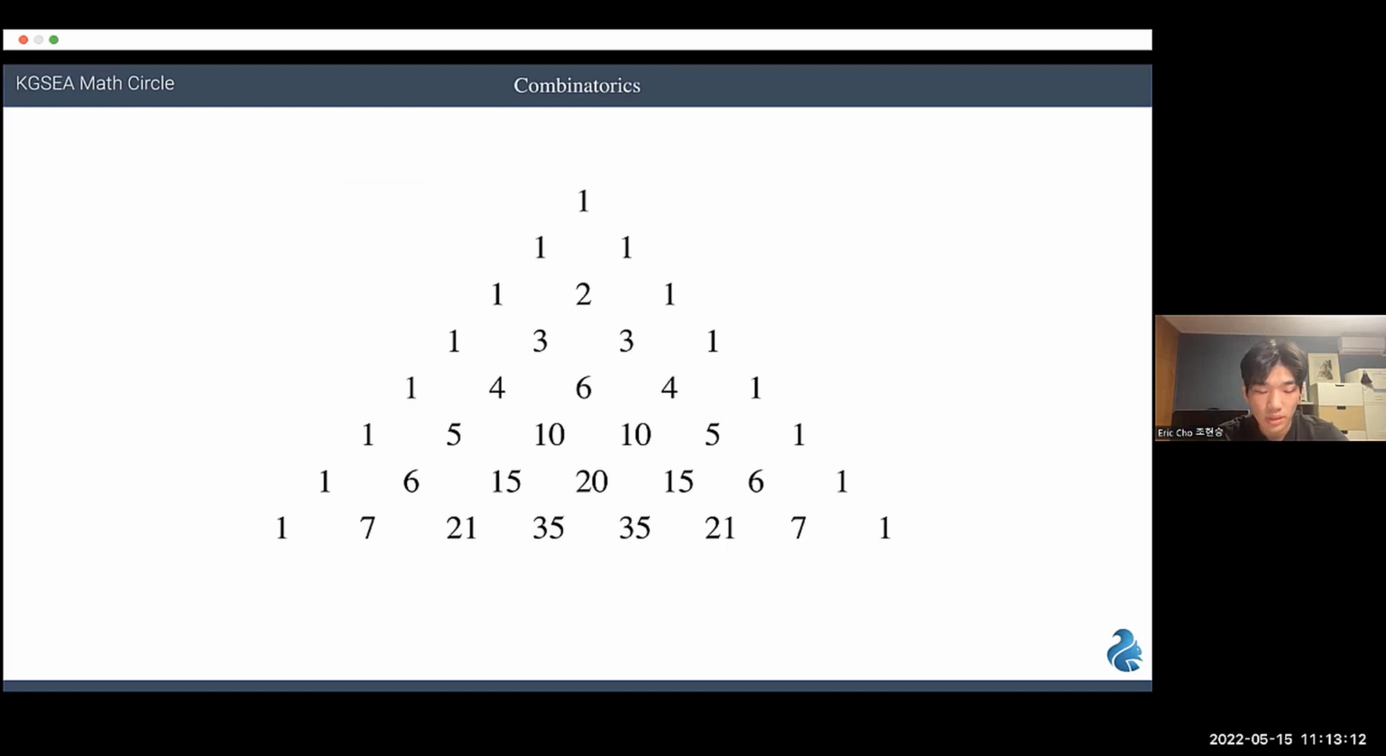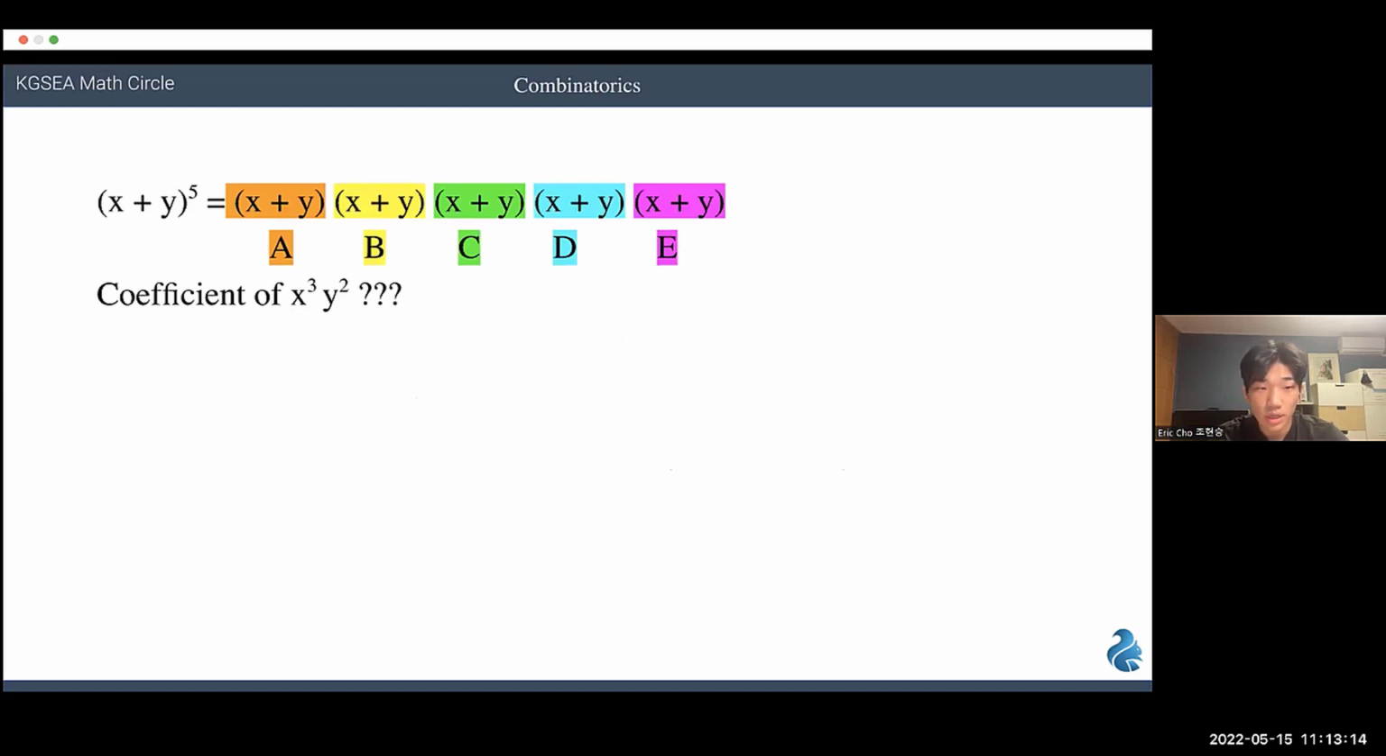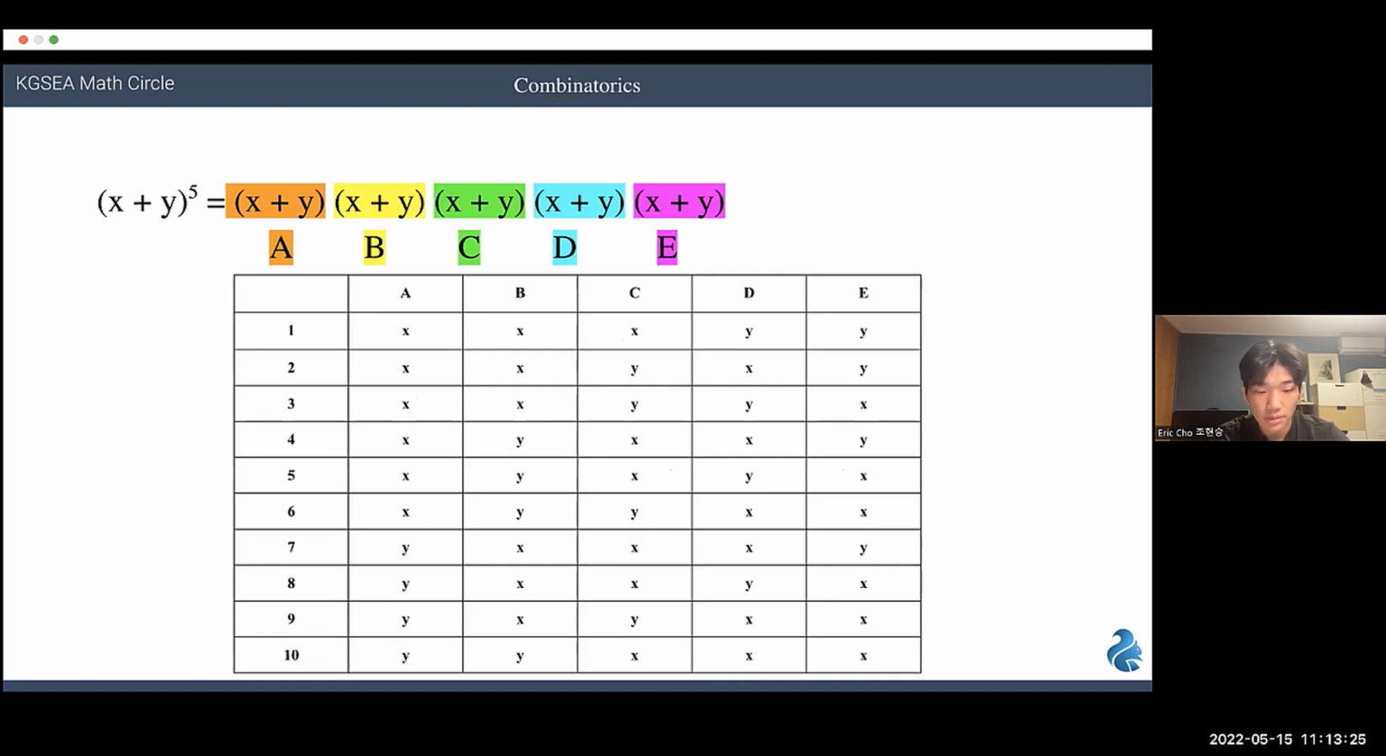For example, when looking at x plus y to the power of 5, to get the coefficient of x to the power of 3, y to the power of 2, we need to choose 3 out of a, b, c, d, e to pick x, and 2 out of a, b, c, d, e to pick y. We can manually count all of them. After counting for all of them, we can see that there are 10 possibilities.